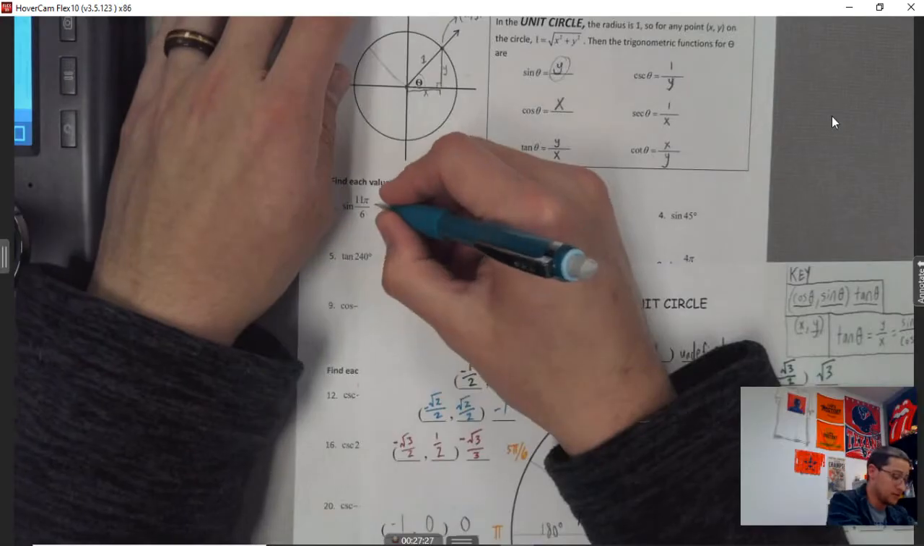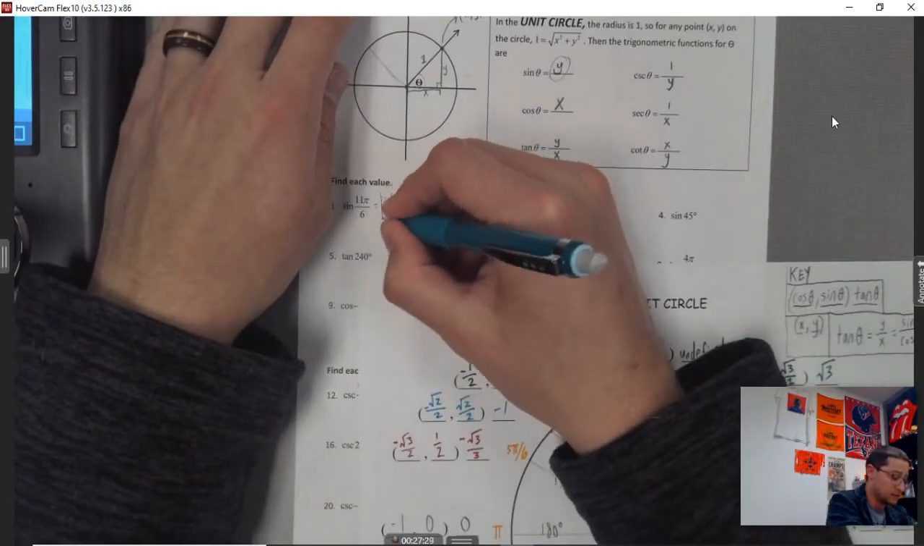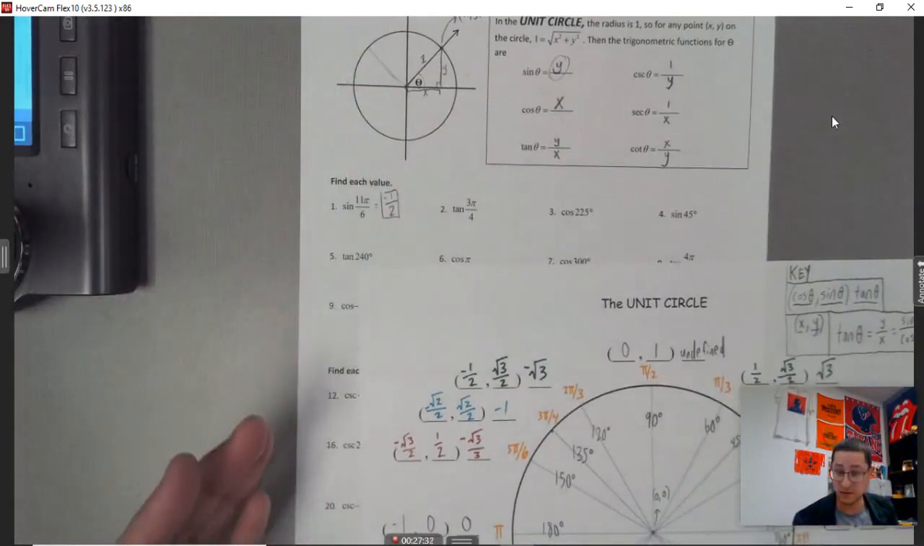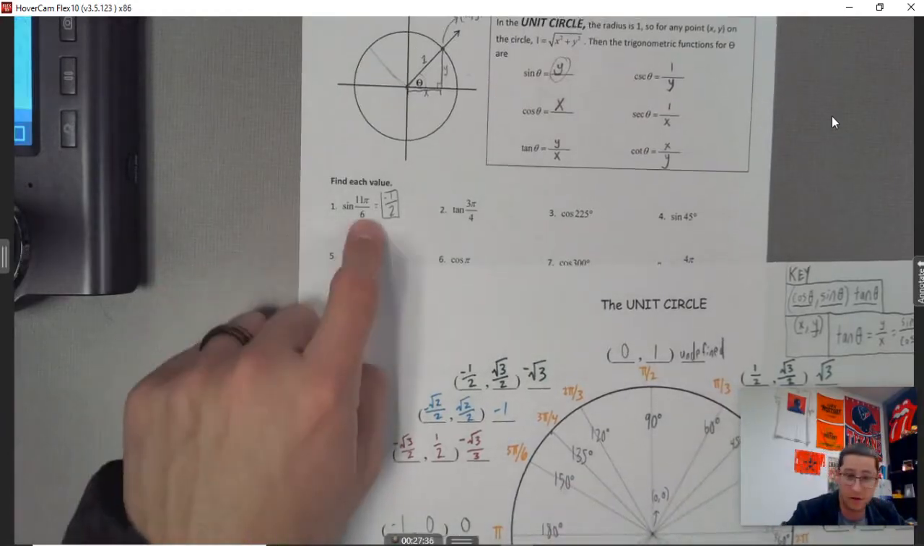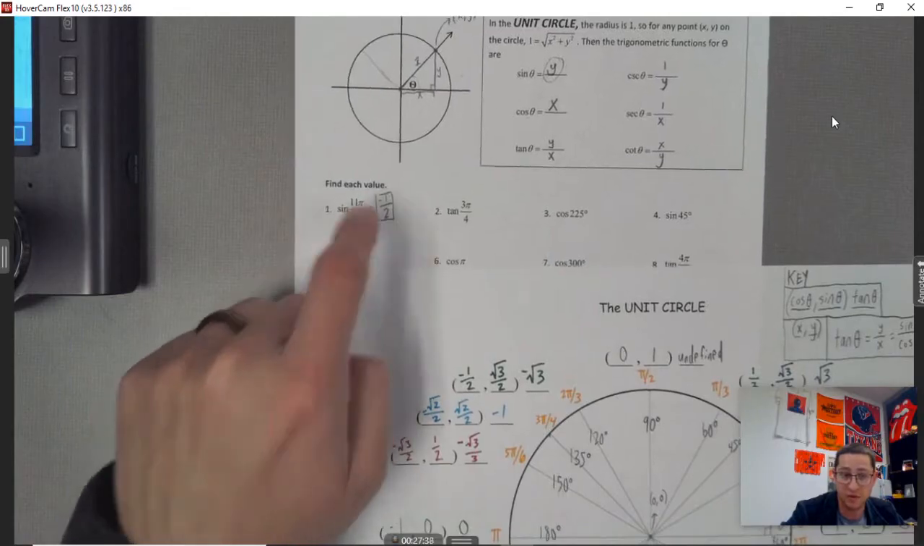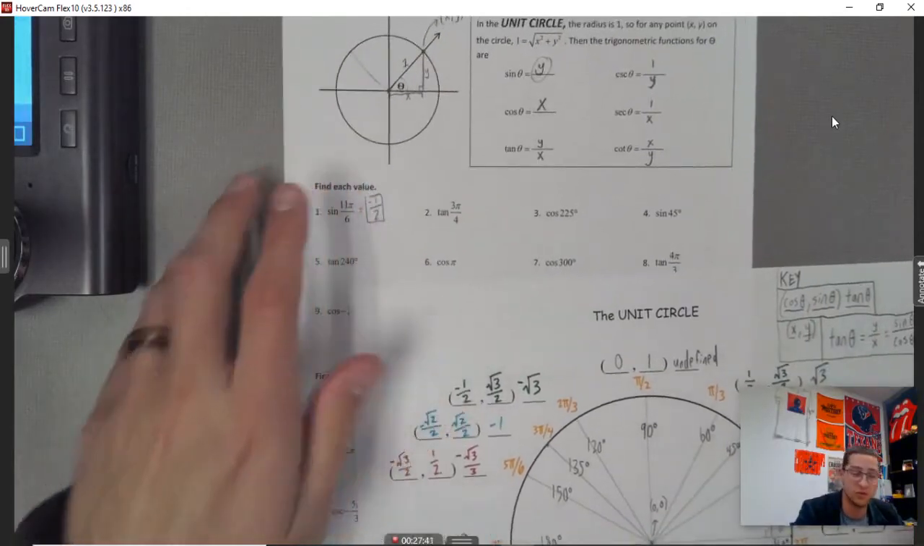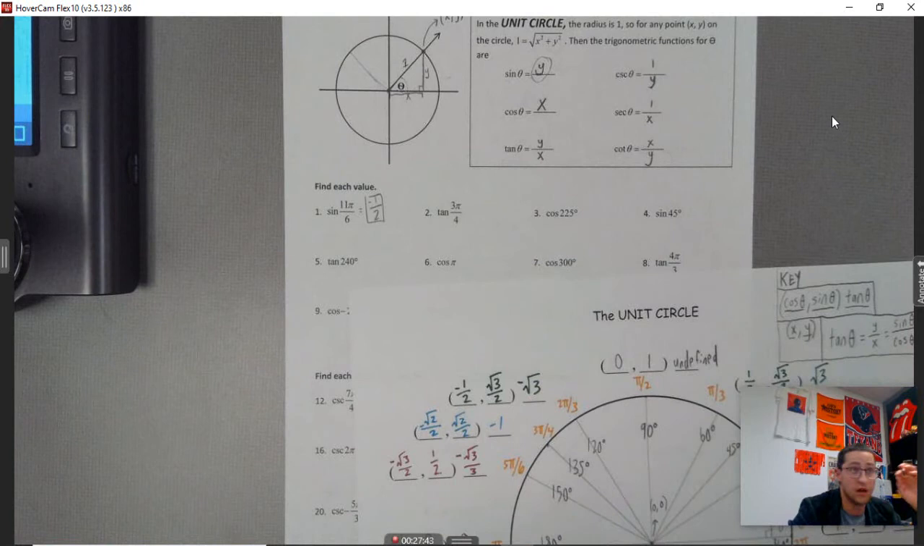That's what my answer is here. Negative 1/2. I'm done. But the goal is to be able to do that in our heads. The goal is to be able to do this in our heads, not using the unit circle at first.